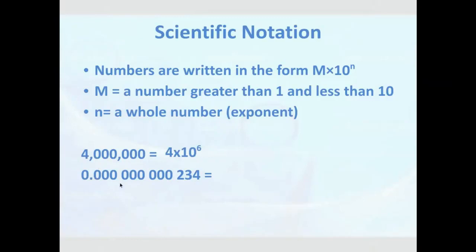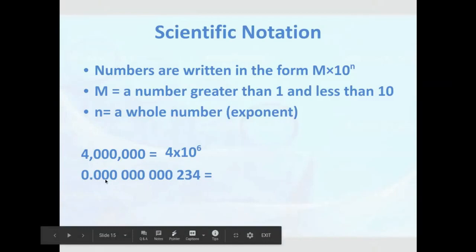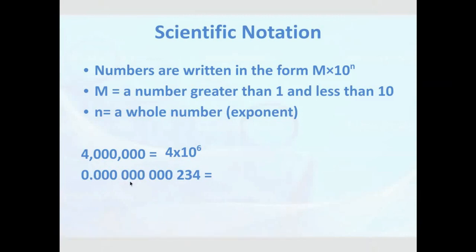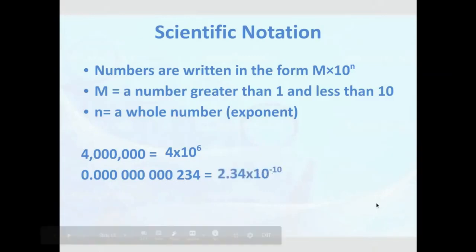Now if we're moving the decimal this way on a very, very small number, that exponent will be negative. So we're going to move it 1, 2, 3, 4, 5, 6, 7, 8, 9, 10. So this should be 2.34 times 10 to the negative 10th.